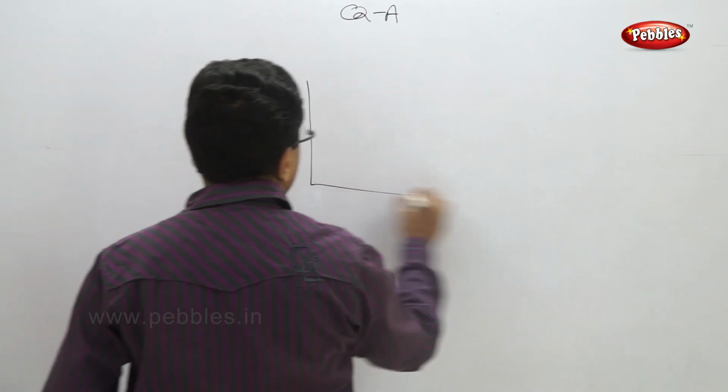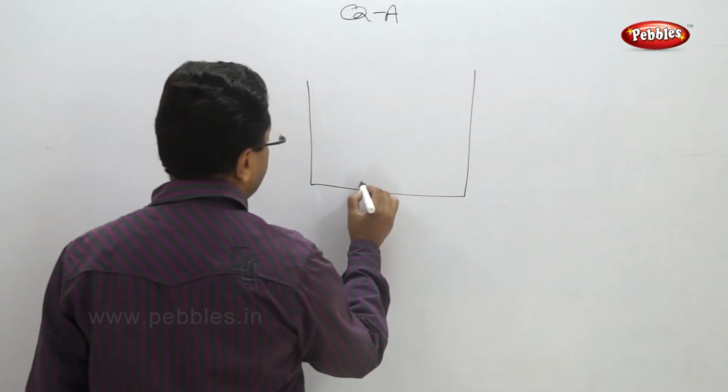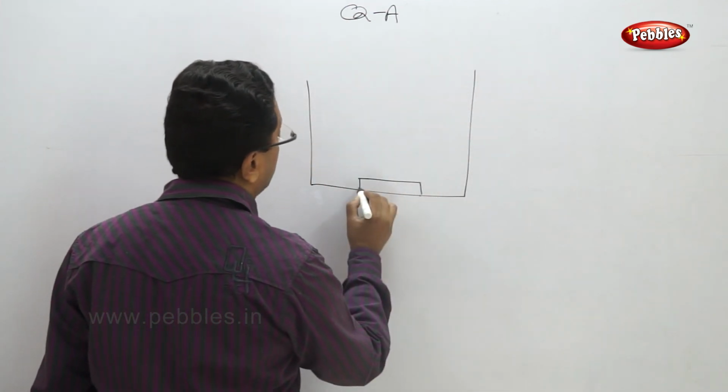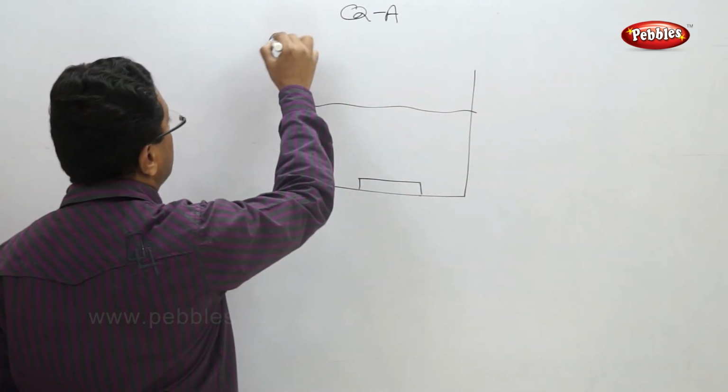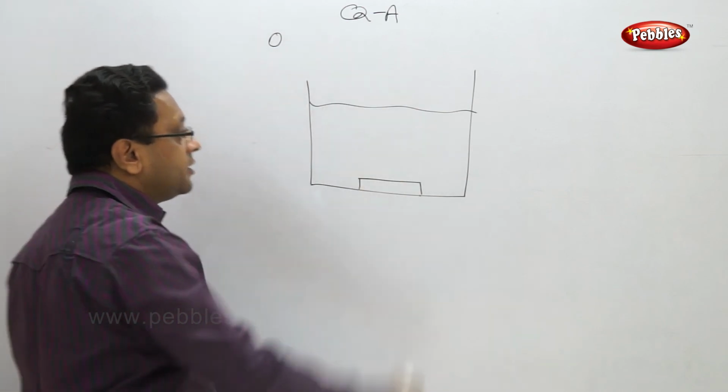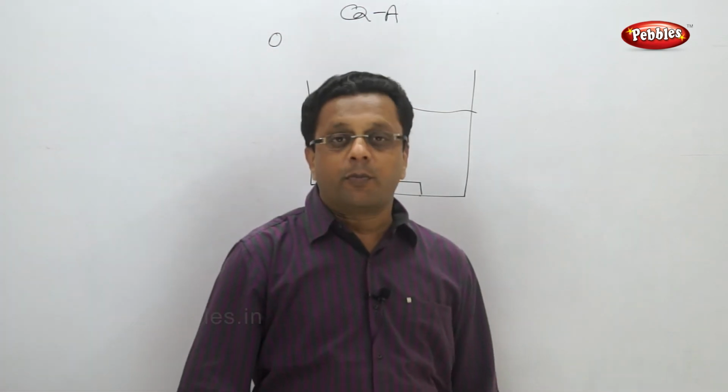Now again, they say that a plane mirror is kept at the bottom of the water, or some liquid is there, then one point light source is there, and they say draw the ray diagram, proper ray diagram.